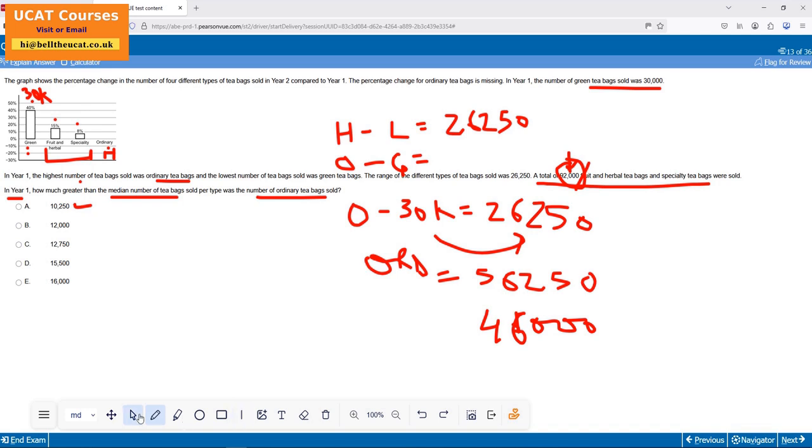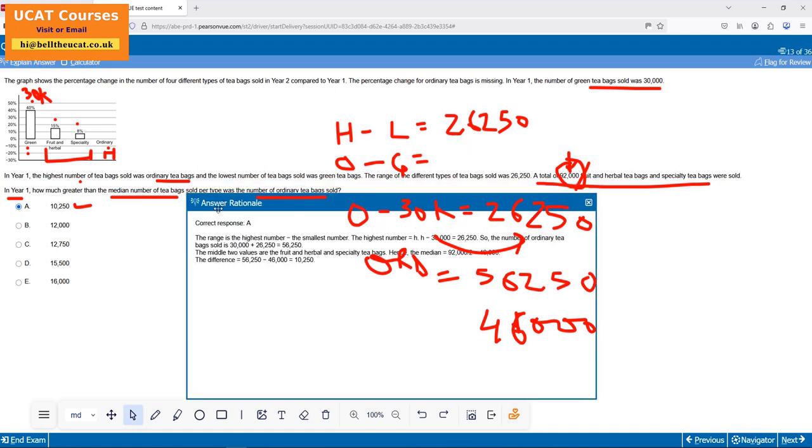Oh, that's 46,000. So for 10,000, 250 is what we get. Option A. Ready? Option A it is. Boom. So that is correct. Right, moving on. So what tip did we learn here? The tip, again, was your ability to do mental maths.